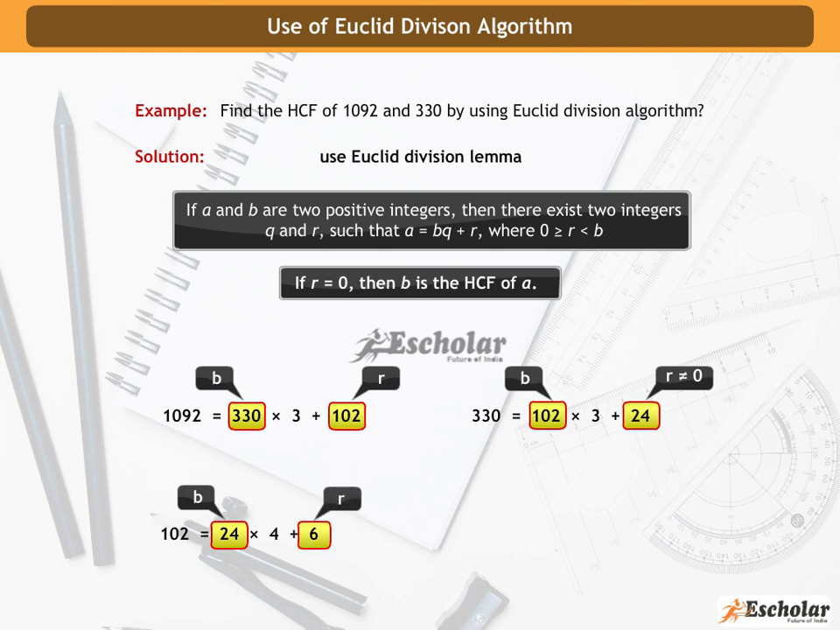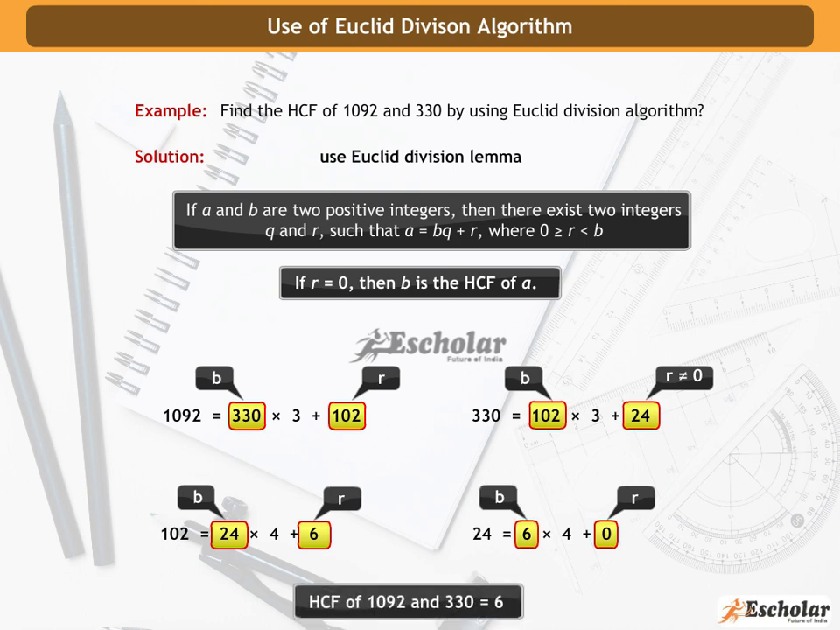So again we use the Euclid's division lemma on b is equal to 24 and r is equal to 6, and we get 24 is equal to 6 into 4 plus 0. This time we get the value of r is equal to 0 and the value of divisor is 6. Therefore the HCF of 1092 and 330 is 6.